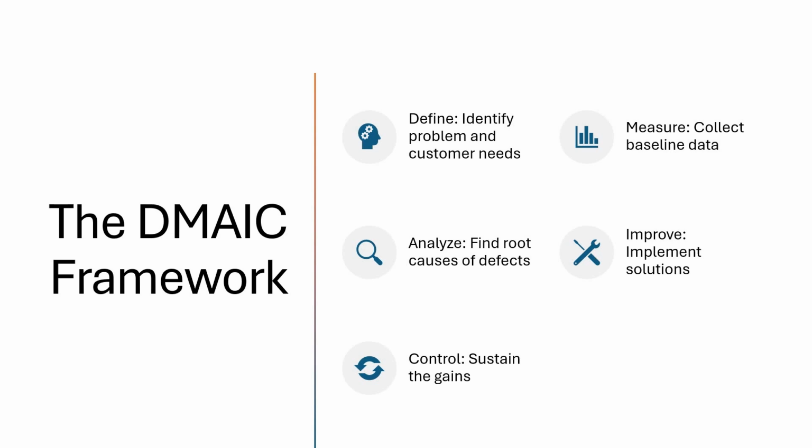So what are the 5 stages in the DMAIC framework? Let's quickly summarize whatever we have learned till now. D stands for define, M stands for measure, A stands for analyze, I stands for improve, and C stands for control. You need to identify the problem and customer needs at the define stage. You need to collect the baseline data at the measure stage. You need to find the root causes of the defects at the analyze stage. You need to improve by implementing solutions in the improve stage. And finally, you've got to sustain the gains in the control stage.